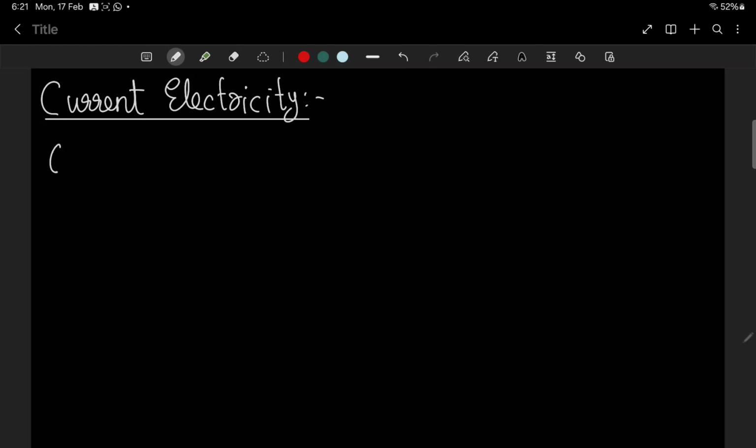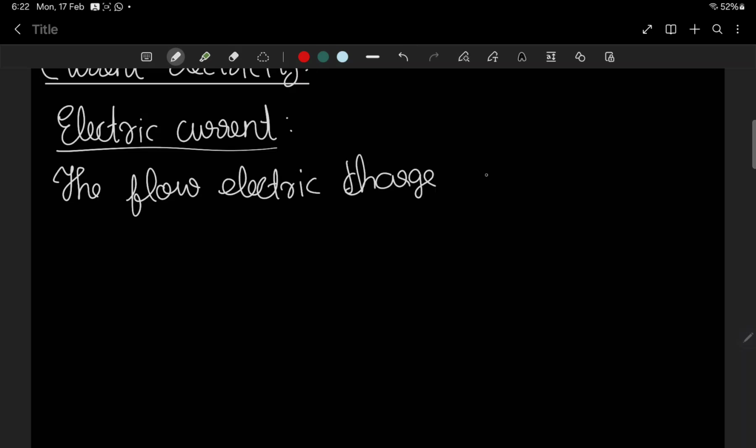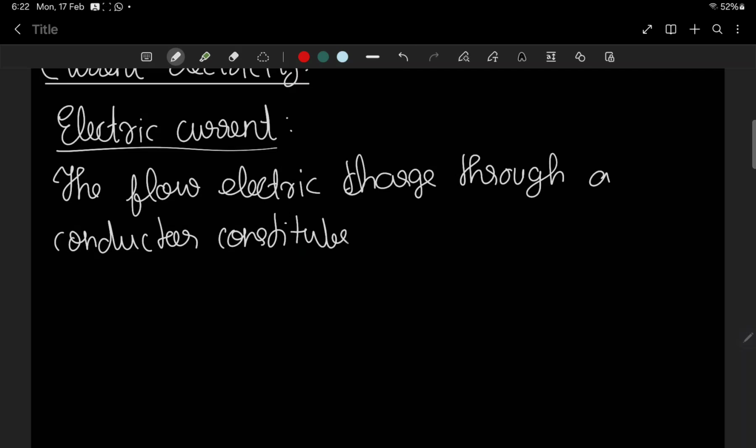What is electric current? First of all, what is current? Normal current means what? There is windy current, etc. The flow of electric charge through a conductor constitutes an electric current. Very simple.